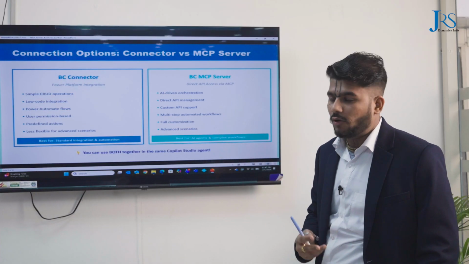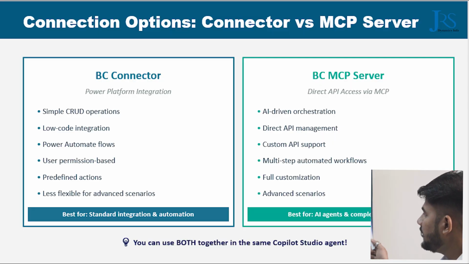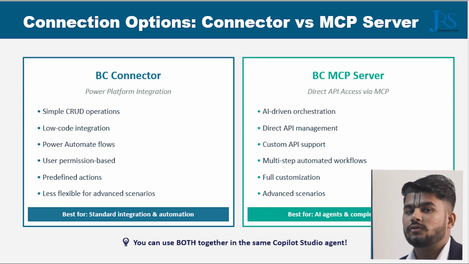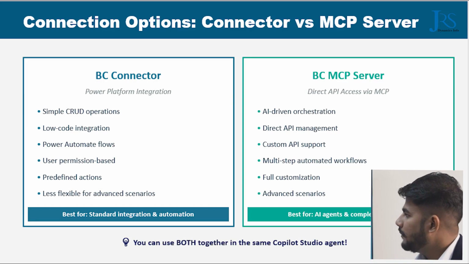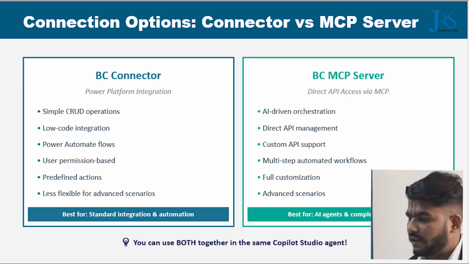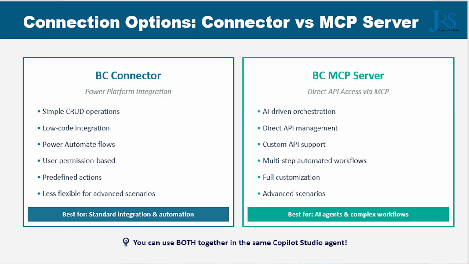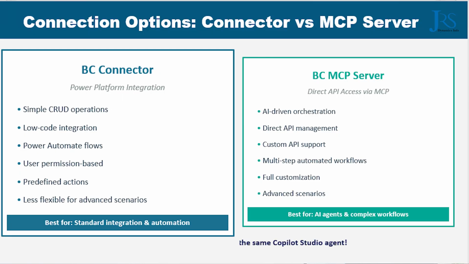Now the question is connection options. What are the connection options for AI tools? BC connector and BC MCP server. Now you have two options. Microsoft has already introduced Power Automate and the Power Platform. Power Platform already has many connectors by default, and you can also create custom connectors as well. But what is the difference between the BC connector and MCP server? BC connector can only use simple CRUD operations, and it is a low-code integration basically. You have Power Automate flows, user-permission based, predefined actions, and basically it is for workflow automation, I can say.